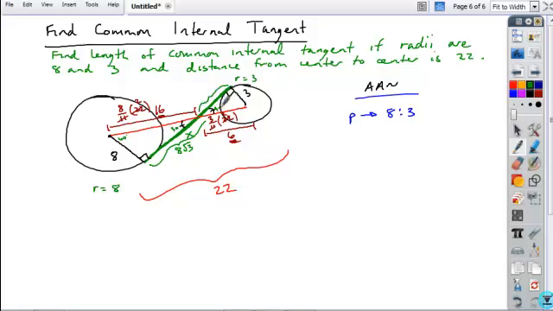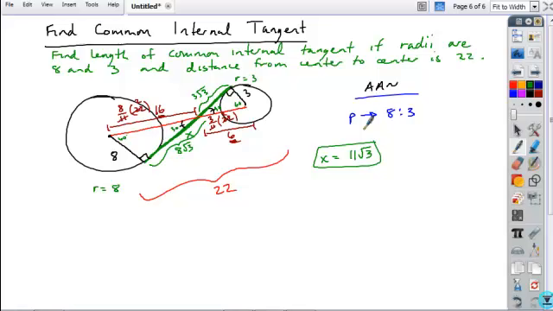The same thing for this triangle up here. You have this 30, 60, 90 triangle. If the side opposite 30 degrees is 3, what does that mean the side opposite 60 degrees is going to be? 3 root 3. And so our whole length x is going to equal 8 root 3 plus 3 root 3, or 11 root 3. And so that would be our answer.